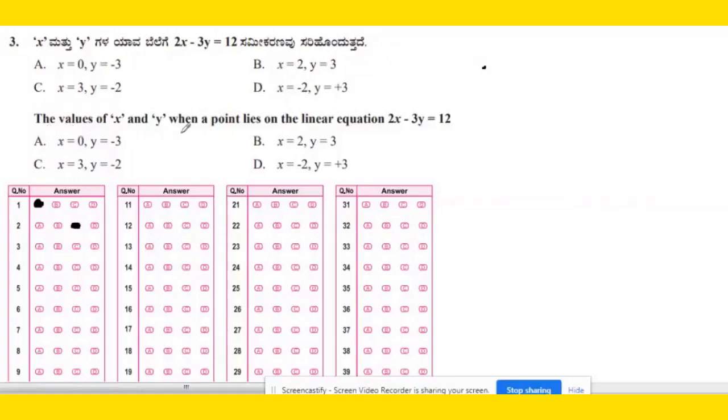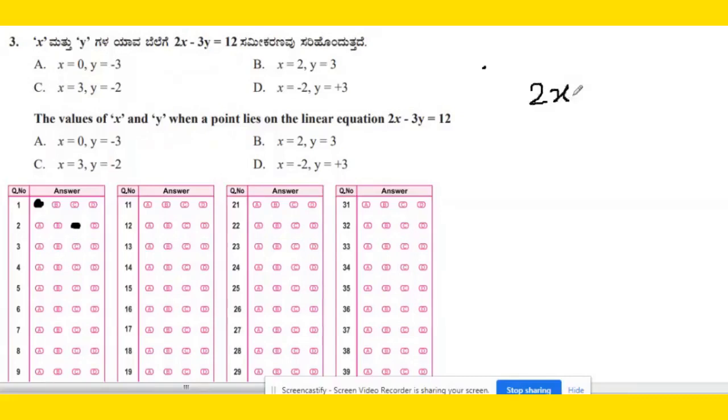Third question: the values of x and y when a point lies on the linear equation 2x minus 3y is equal to 12. To check this problem, we have to replace the values of x and y in the linear equation, and if LHS is equal to RHS, then the point lies on the equation. Otherwise, it is not satisfying, and we have to go with the other option.